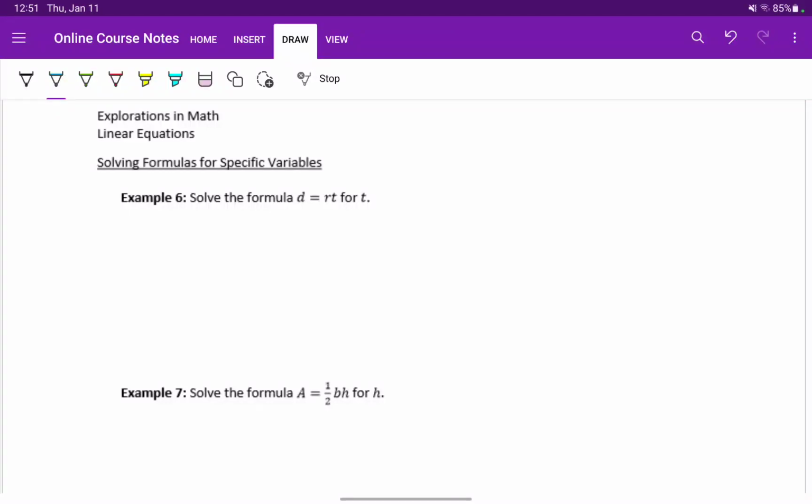The last topic we want to look at in this section is applying these equation solving techniques to solving a formula for a specific variable. For instance, in example 6, we have the formula d equals rt, or distance equals rate times time, and we want to solve that for t. These can look more confusing because we've gotten rid of all of the numbers and we're only dealing with letters, but our same equation solving strategies apply.